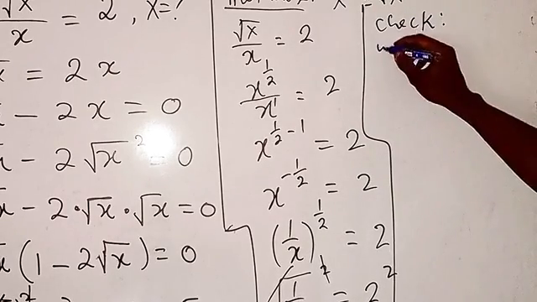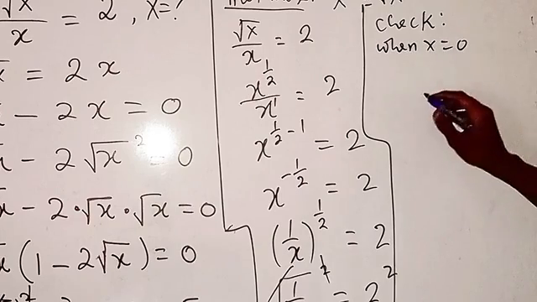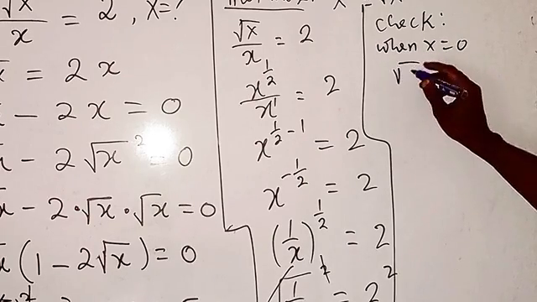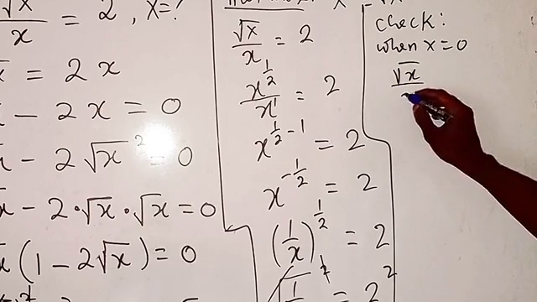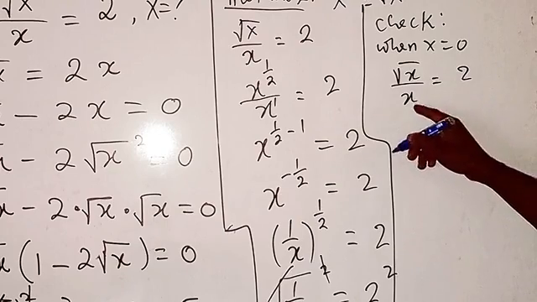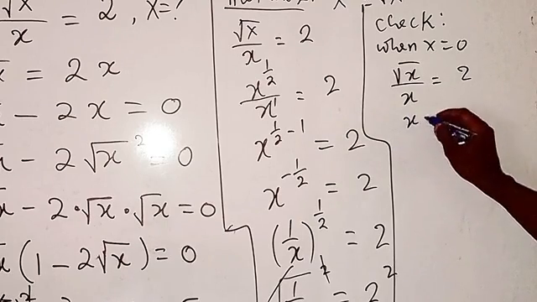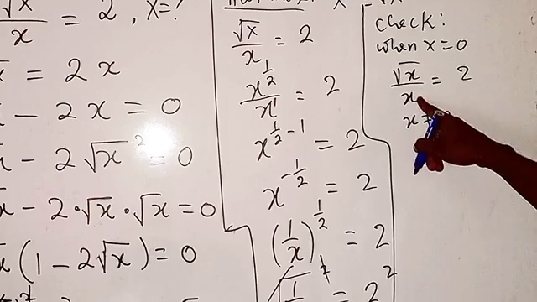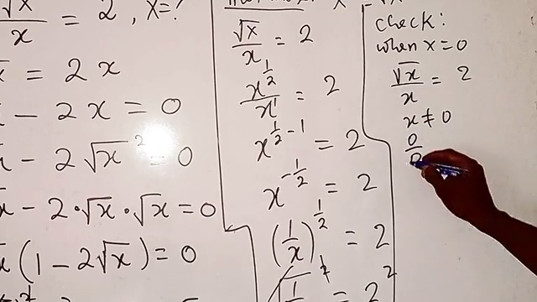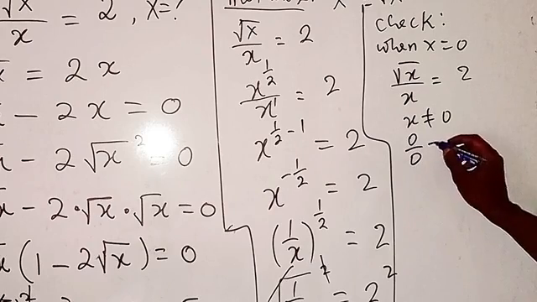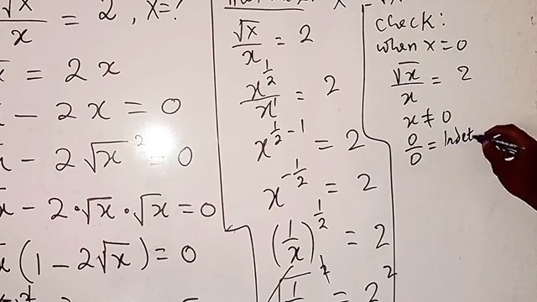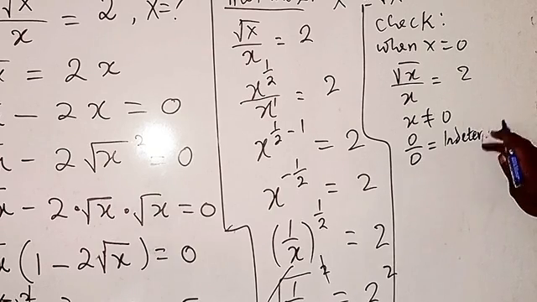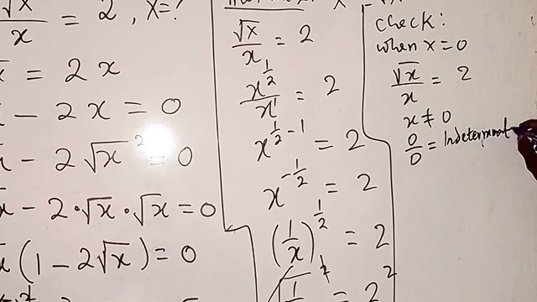Check when x equals 0. So we have root x all over x equals 2. So now here, you can see that x cannot be 0, because if x is 0 here and x is 0 here, we're going to have 0 over 0. Why? 0 over 0 is what is called indeterminate. Therefore 0 cannot be the value of x.